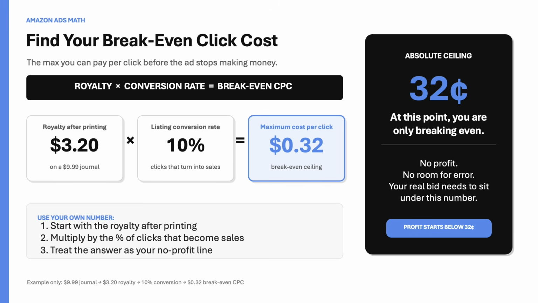Here's how to work out your own number instead. Take your royalty on that book. Let's say you're selling a $9.99 journal and you're clearing $3.20 royalty after printing. Multiply that by your conversion rate, which means the percentage of clicks that actually turn into a sale. A well-optimized low-content listing typically converts somewhere around 10%.